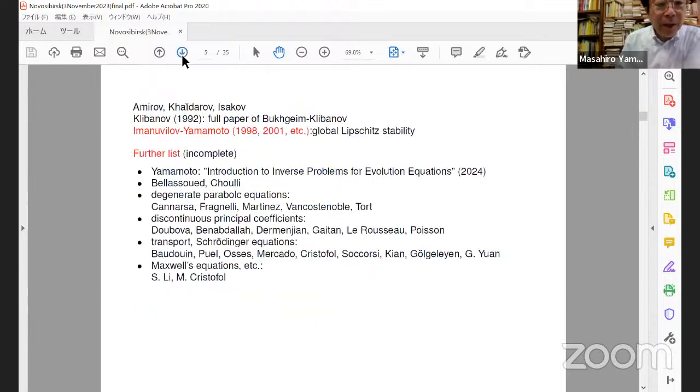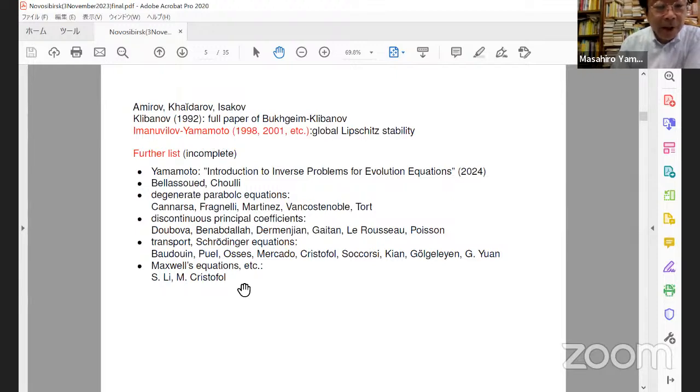Since Bukhgeim and Klibanov in 1981, there are many works on inverse problems by Carleman estimates. This is a very tentative and incomplete list, and I am very sorry, but anyway, especially in 1992, there is a full paper by Klibanov about the 1981 paper. Then I would like to highlight that Imanuvilov and myself proved global Lipschitz stability.